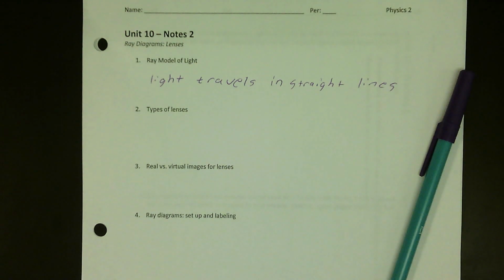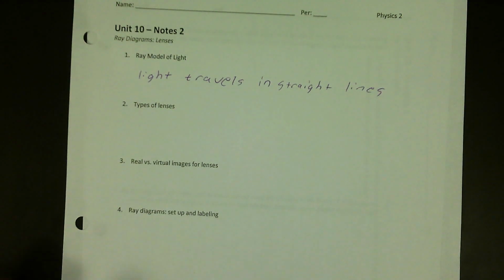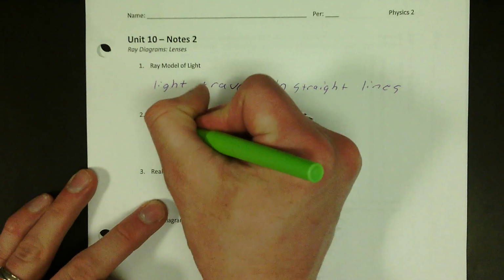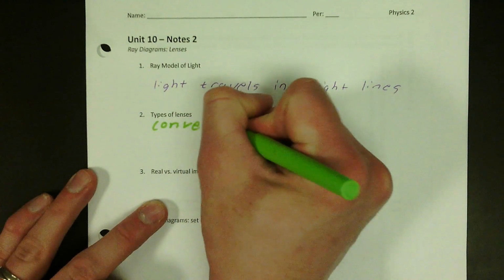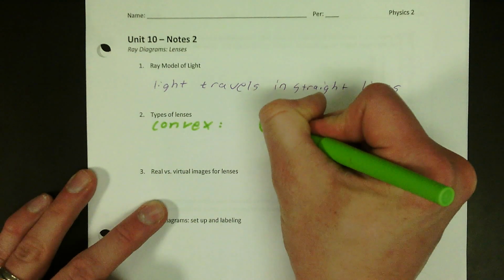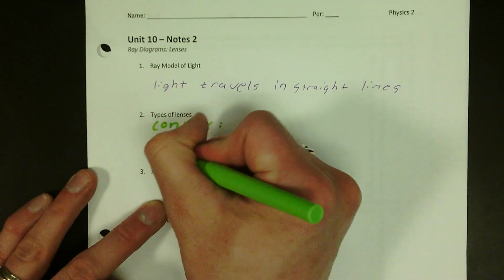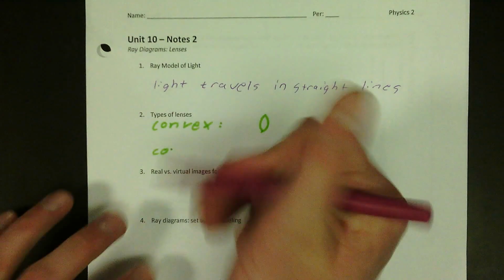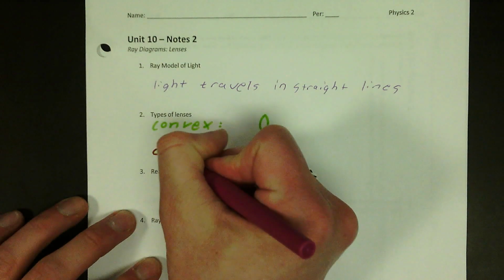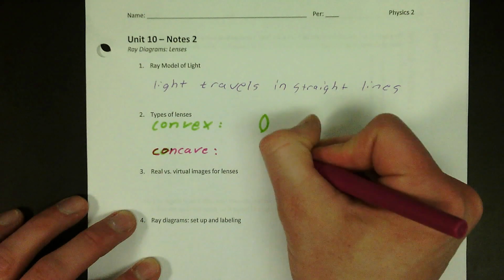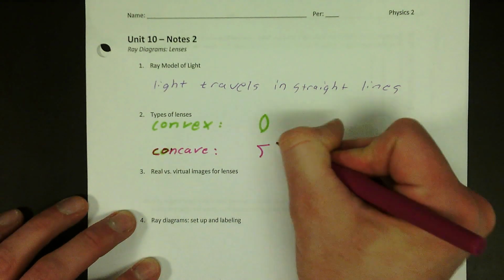So then we're going to talk about the types of lenses. There are two types of lenses. The first type of lens is convex, which looks like this. And the second one is concave. Let's do a different color. And that looks like this.